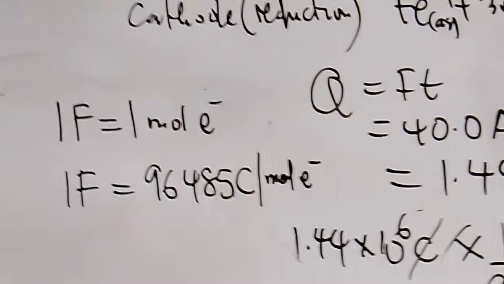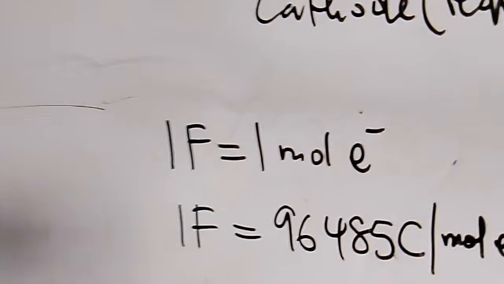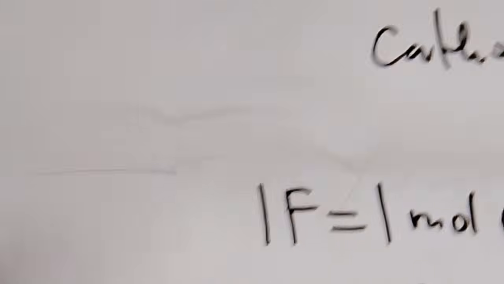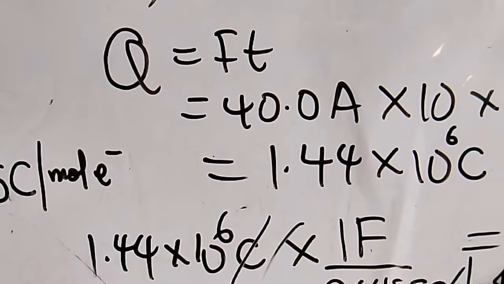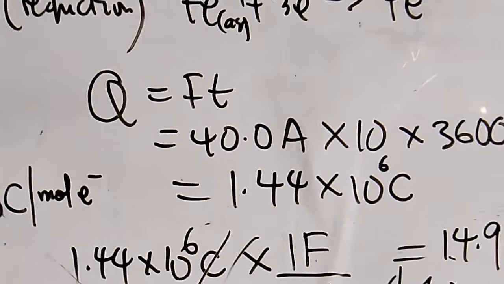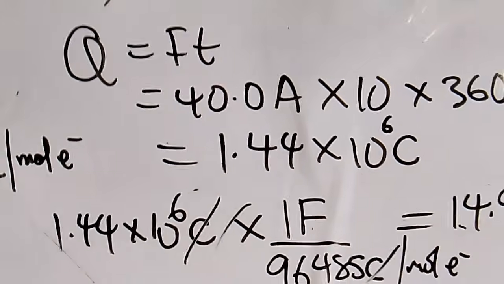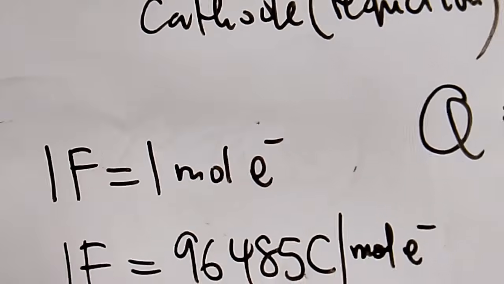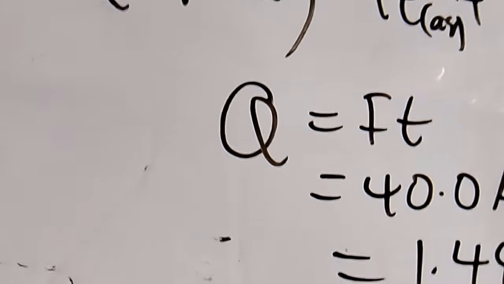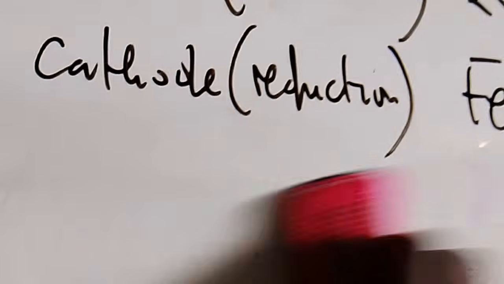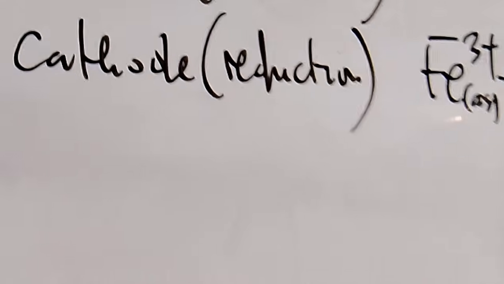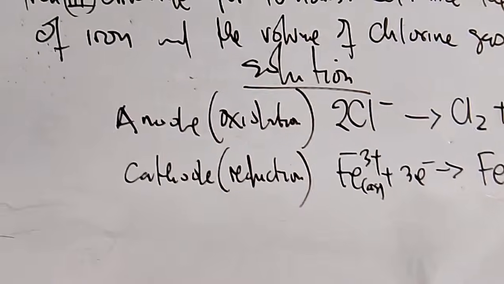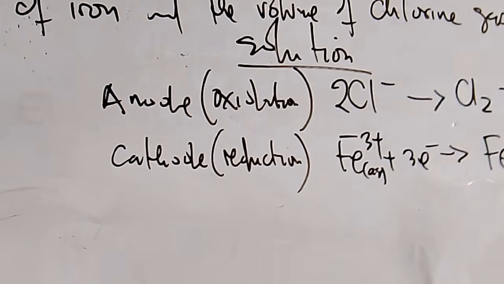Now that we know that one Faraday is equal to 1 mole of electrons, what we have here is just the same as 14.9 moles of electrons. Since we now know the moles of electrons, that is 14.9, we are now going to use the half reactions. The half reactions are given.